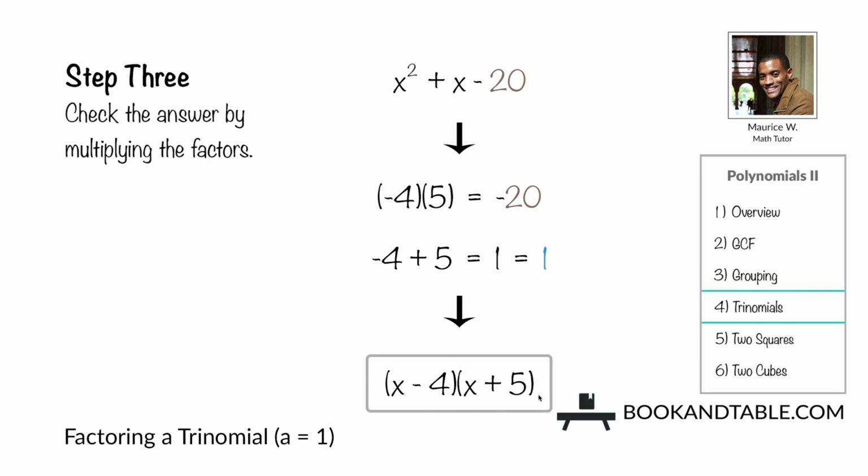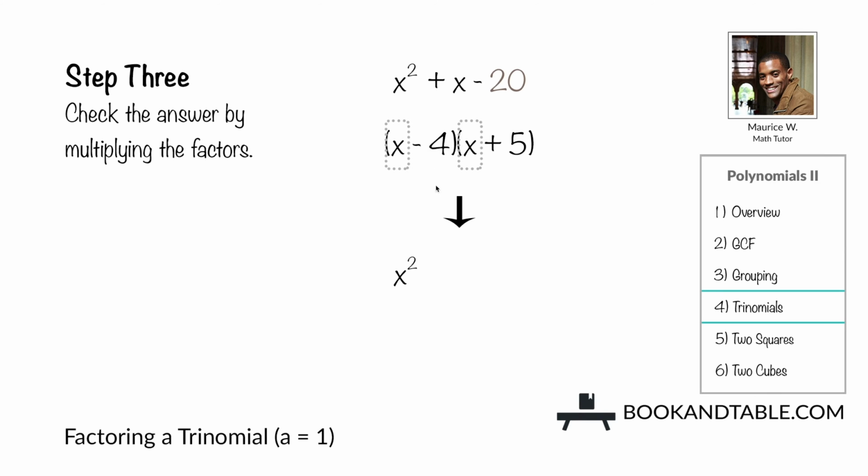And as usual, we can check the answer by multiplying the factors, x minus 4 times x plus 5. And if the final polynomial matches the original polynomial, then these are the correct factors. When we multiply them, we get x times x, which is x squared. X times 5 is 5x. Negative 4 times x is negative 4x. 5x minus 4x is equal to x. And negative 4 times 5 is equal to negative 20. So since the final polynomial matches the original polynomial, that lets us know that we found the correct factors. So x minus 4 times x plus 5 is equal to x squared plus x minus 20.